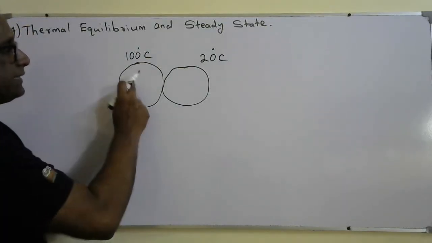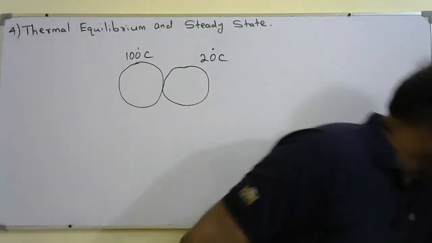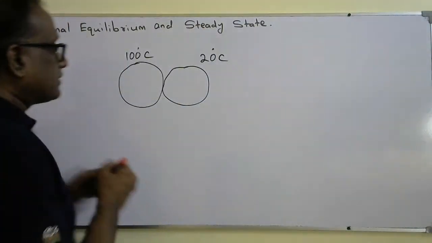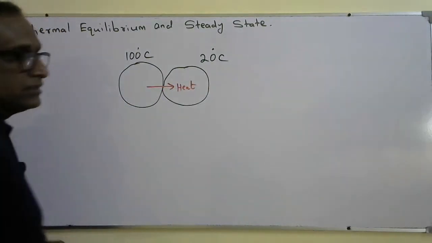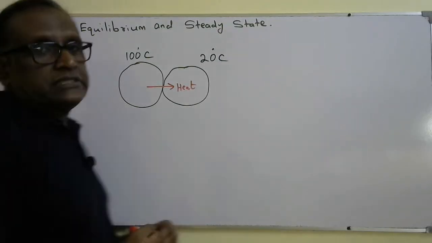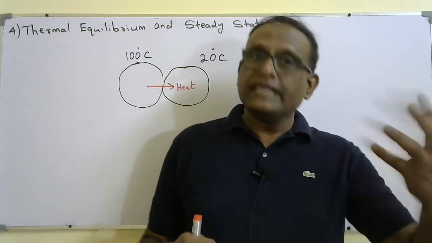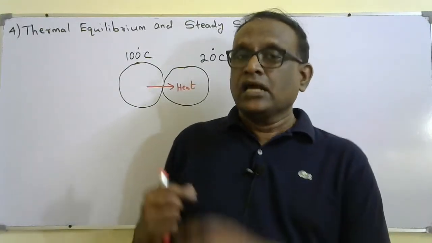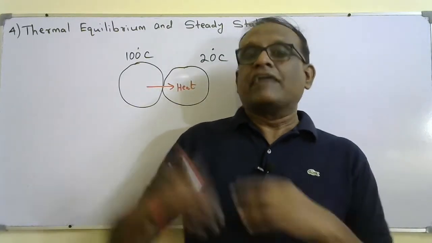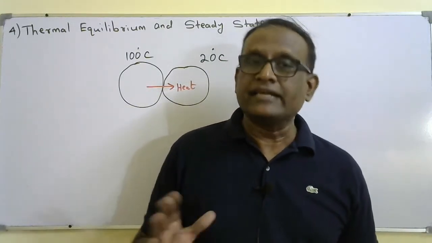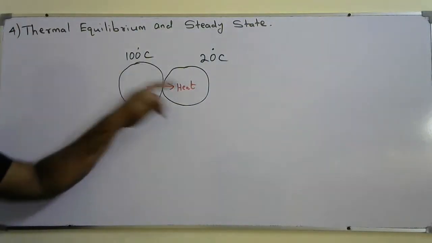So the heat will flow from the object with higher temperature to the object with lower temperature. When an object gains heat, the average kinetic energy of the molecules will increase, so the temperature will increase. When the particles of a substance lose heat, the average kinetic energy of the particles will decrease, so its temperature will decrease. So heat flows naturally from higher temperature to lower temperature.